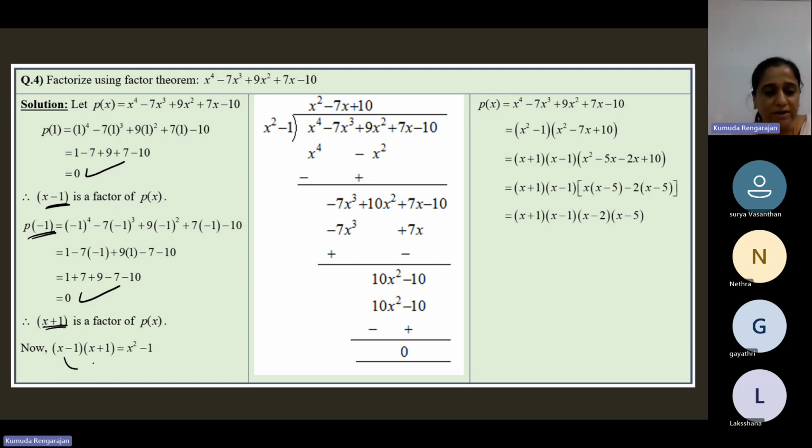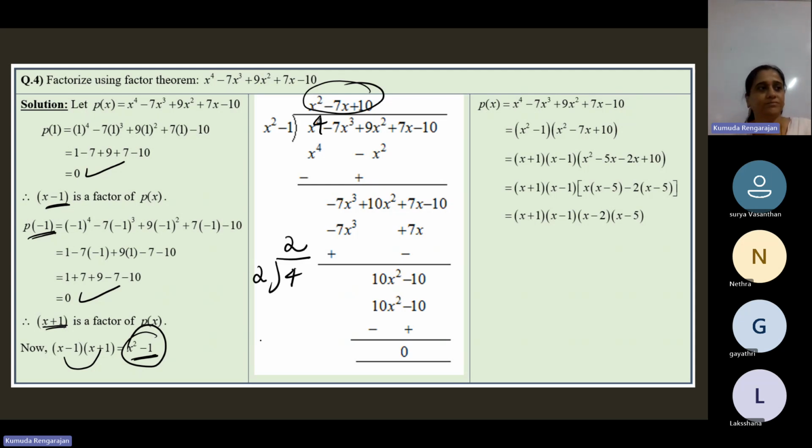Now multiply the 2 factors. X minus 1 into x plus 1. A plus b into a minus b is a squared minus b squared. Now divide the given biquadratic polynomial by this polynomial x squared minus 4. You will get a quadratic quotient because the power here is 4, right? You're dividing by a quadratic polynomial, so here also you will get a quadratic polynomial.